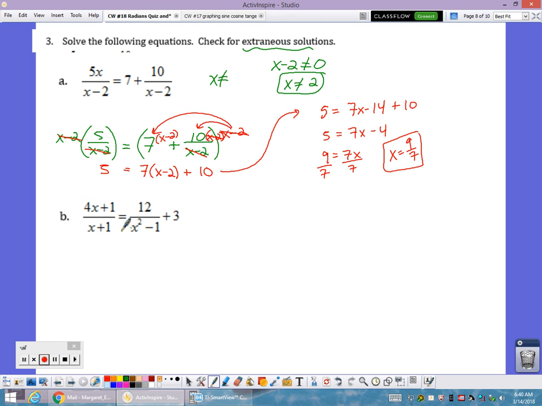Here we're looking at the denominator, and I see that we can factor this. It's a very special binomial that is a difference of two perfect squares. So I would like to factor. What times what is x squared? Well, x times x. And what times what gives me -1? A -1 times a +1.